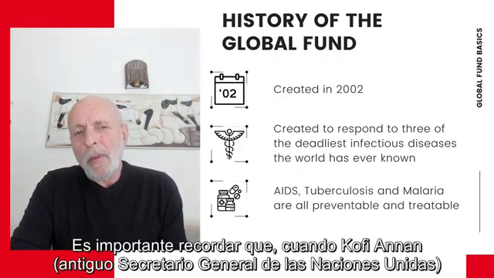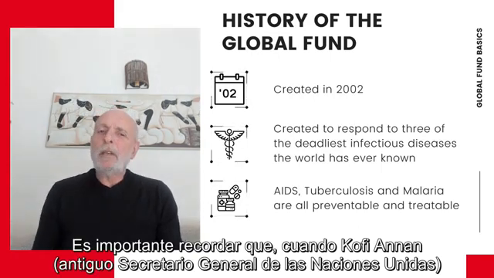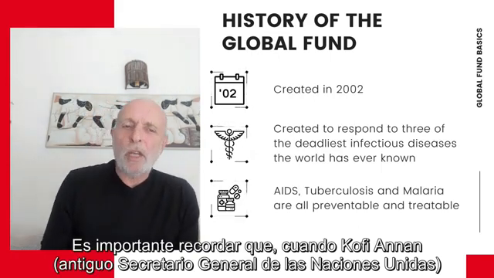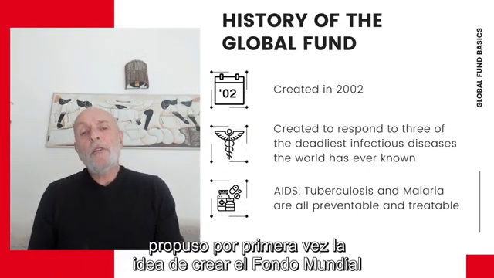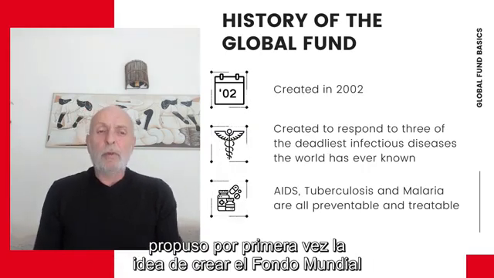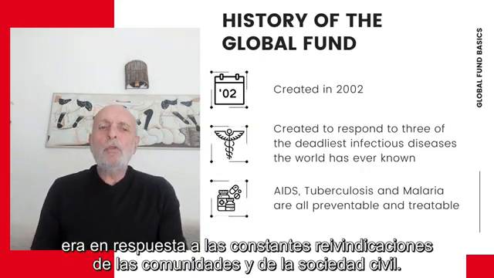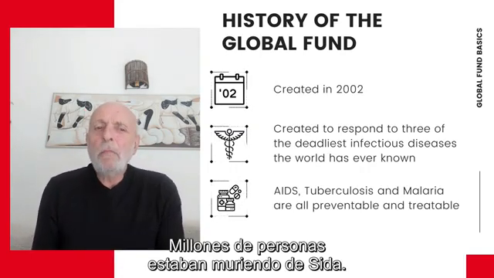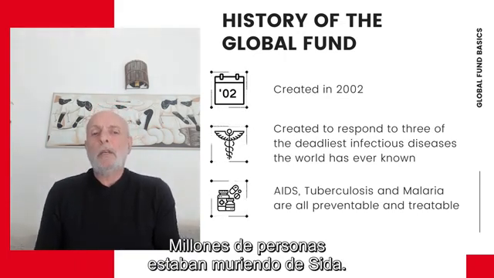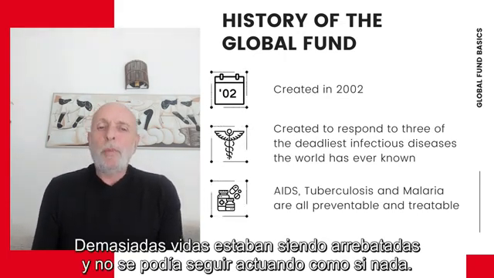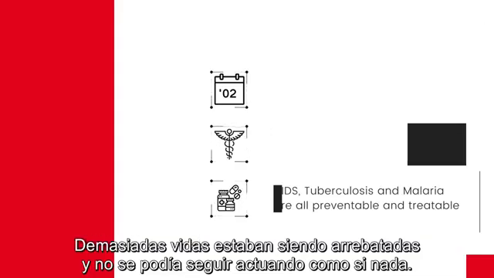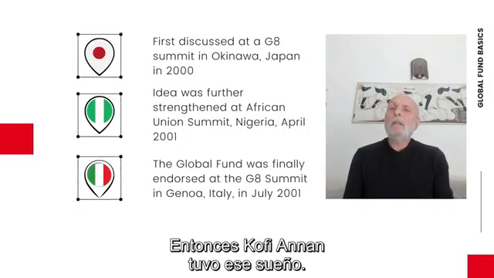It's important to remember that when Kofi Annan, the former Secretary General of the United Nations, first proposed the idea of a global fund to world leaders, it was in response to the huge outcry from communities and civil society. Too many millions of people were dying from AIDS. Too many souls were being lost, and business as usual was not working. Then Kofi Annan had his dream.